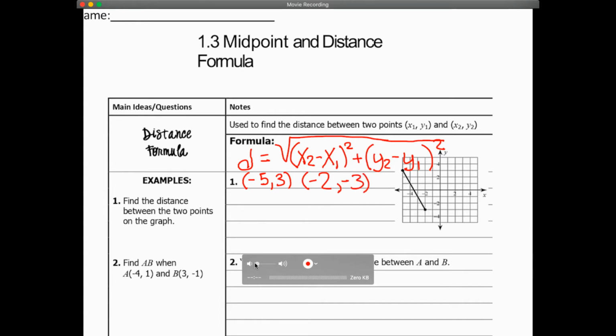Okay, so now I'm going to go ahead and use my formula. So distance is the square root. I'm going to fill in my second x coordinate, which is -2, minus my first x coordinate, which is -5. Be careful there with those double negatives. Plus my second y coordinate, which is -3, minus my first y coordinate, which is 3. So that's what I have so far. Then I'll go through and simplify that.